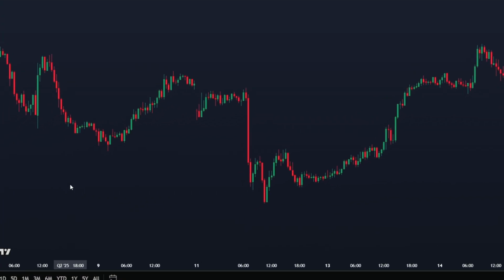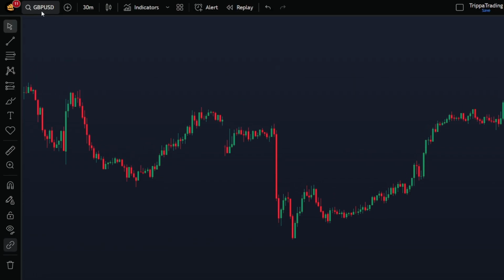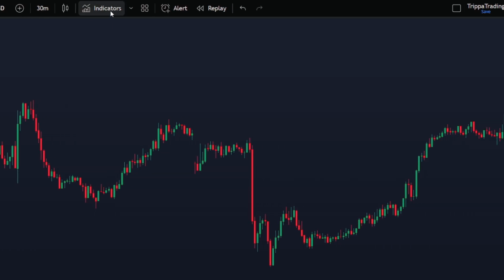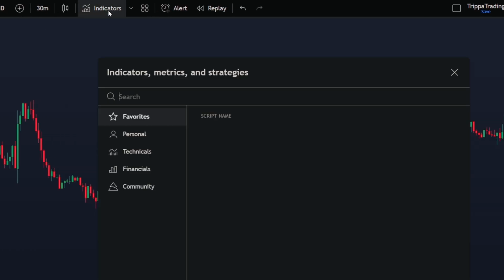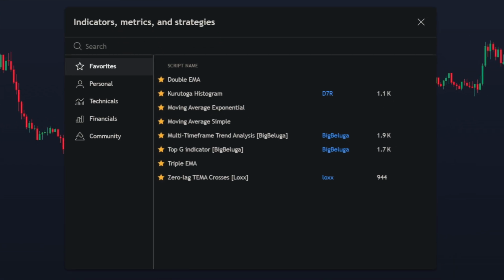So, I'm in TradingView, and I will be using this platform throughout this video. I'm going to be using a GBP/USD trading chart on a time frame of 30 minutes. Just for the sake of example, you can use this indicator on any asset of your liking, as I will be explaining the core concept and usage of this indicator.